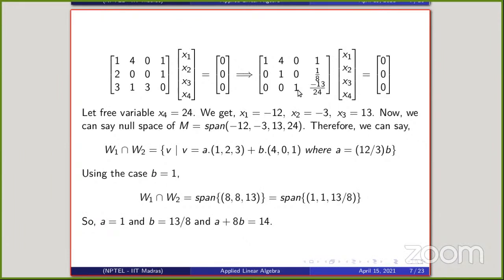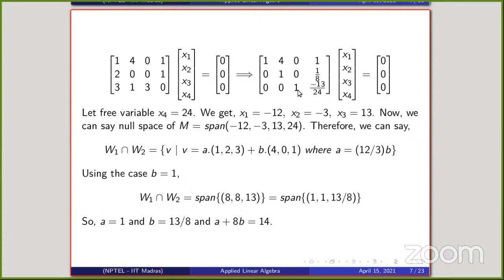Therefore, we can say W1 intersection W2 will be the V such that V equals A times V1 plus B times V2, such that A equals 12 by 3B. This is because, as we saw, the null space of M is a span of just one vector, which means all multiples of this vector. So basically, the first two elements, minus 12 and minus 3, will just be scaled up and down to get other vectors in the null space. So we can write the intersection this way.